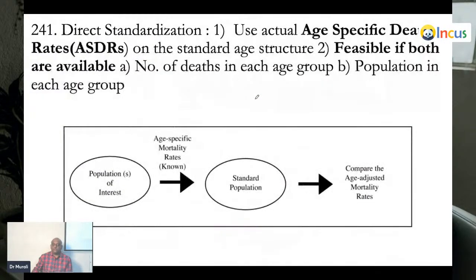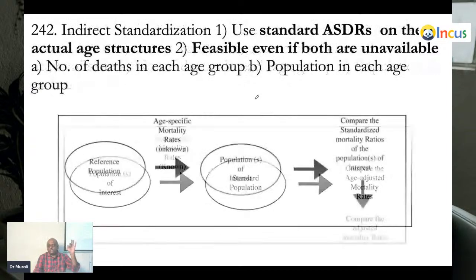So once more, to summarize, doctor: direct standardization uses age-specific death rates. If you already know the deaths in each age group and the amount of population in each age group in the given study population, then only can you use direct standardization.